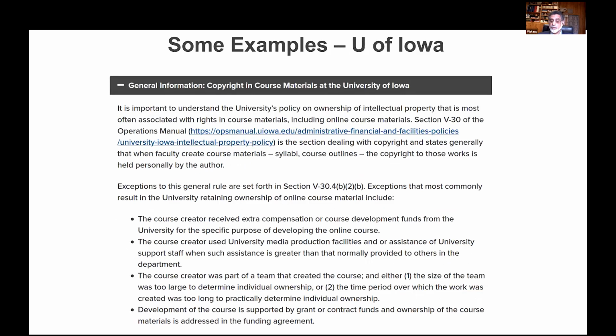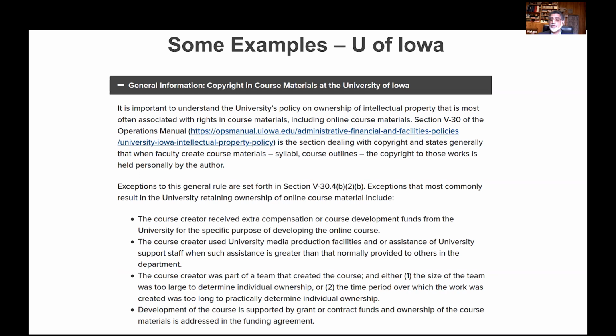The University of Iowa has brought in a slight change to that by saying that there may be exceptions to this general rule, especially if the course creator received extra compensation from course development funds for the specific purpose of developing an online course, meaning it's not the normal course that the faculty member would teach as part of their responsibility, but a specially designed course that has come on top of the responsibility.